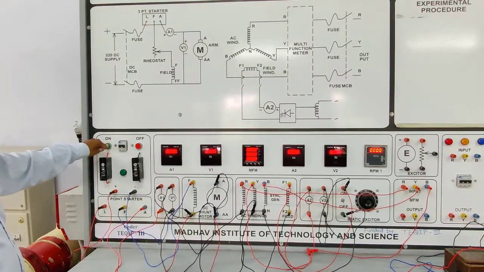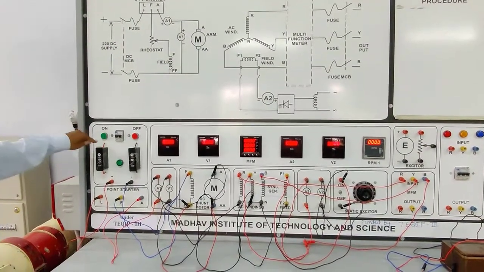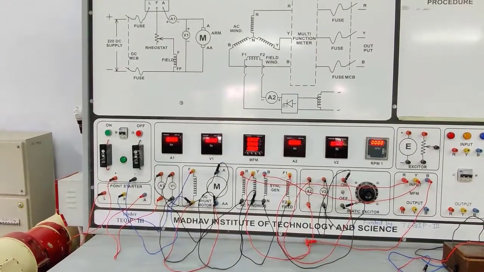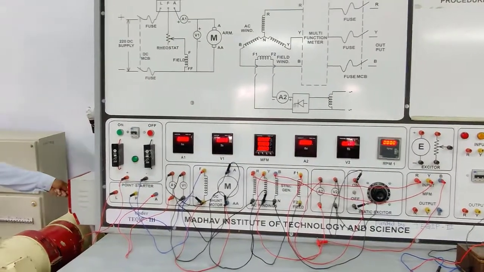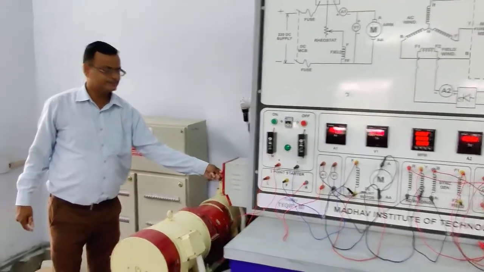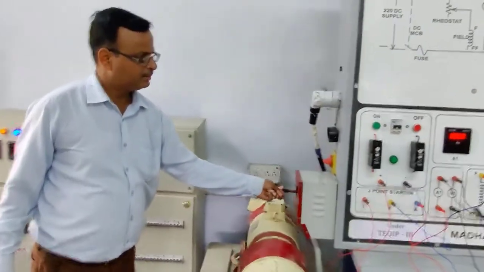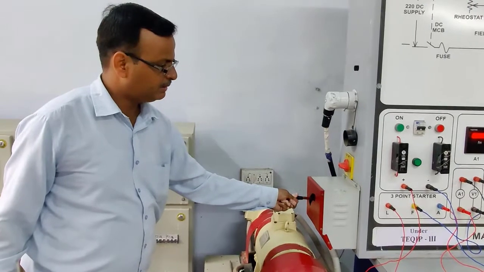First of all we start the DC motor with the help of the starter. This one is the starter, the 3-point starter.